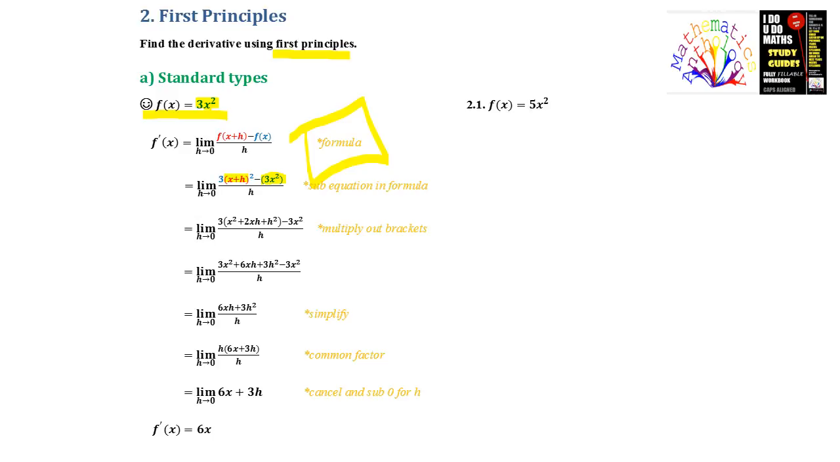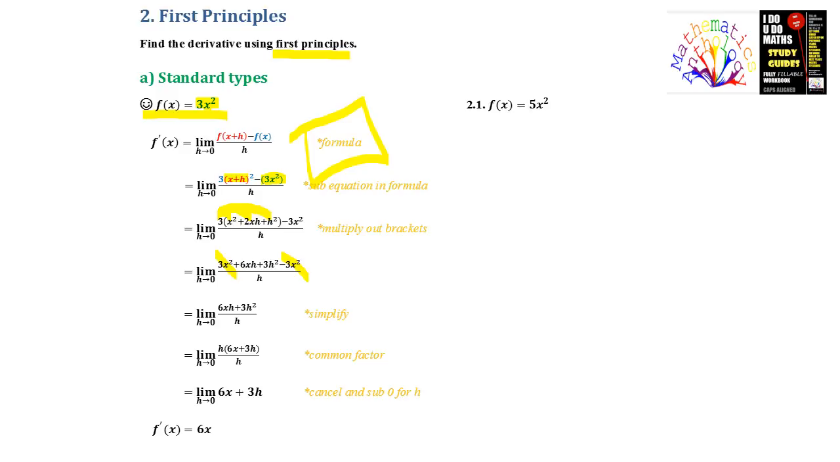All I do now is I open out the bracket. So 3 into, this is squaring the binomial, so x squared plus 2xh plus h squared minus 3x squared all over h. Open out the bracket here. Using distributive law, that becomes 3x squared plus 6xh plus 3h squared minus 3x squared. Put your like terms together and you'll notice that 3x squared subtract 3x squared will cancel each other off, and I'm left with 6xh plus 3h squared.